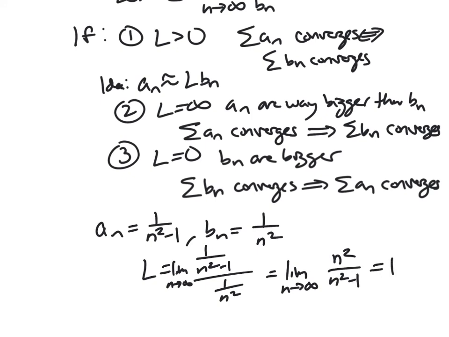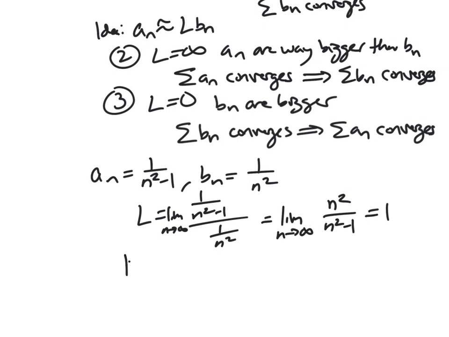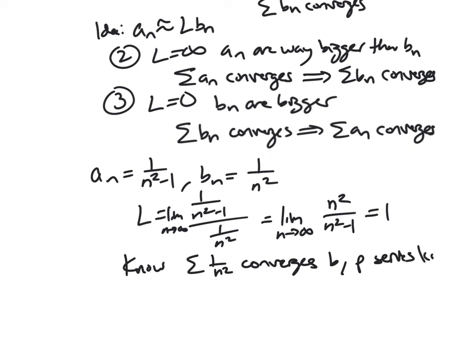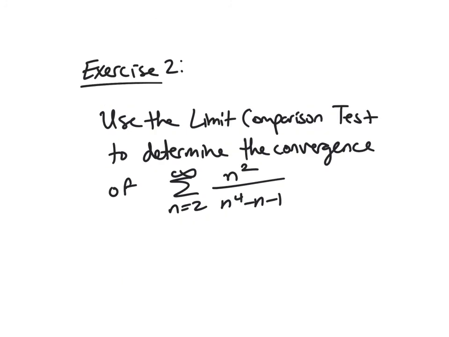And so this is in the first case, and so we know that the series of 1 over n squared converges. Why? Well, that's just by the p-series test, right? And so once we know that one converges, this implies that the 1 over n squared minus 1 series also converges. All right, and for your second exercise, I want you to go ahead and use the limit comparison test to determine the convergence of this series.